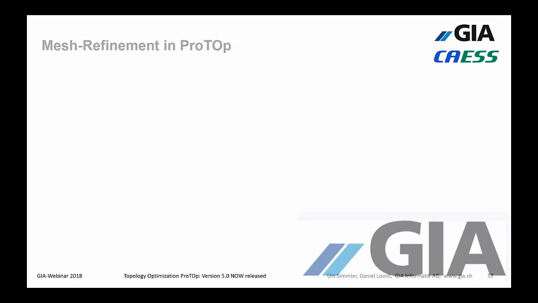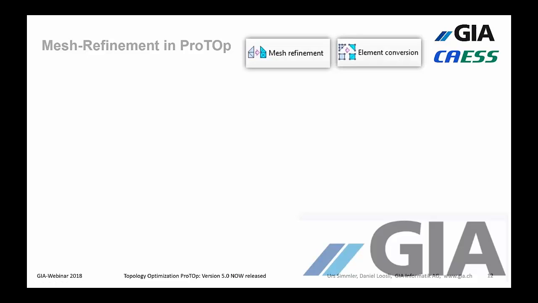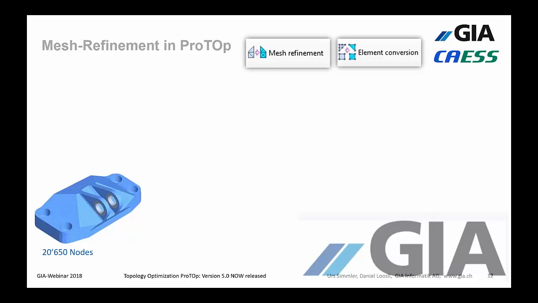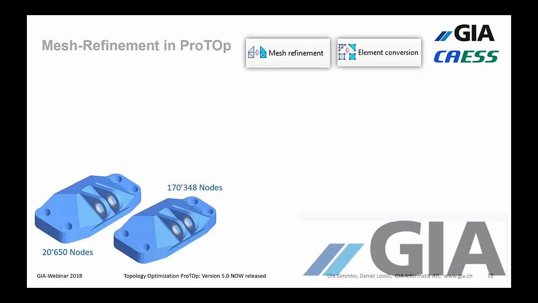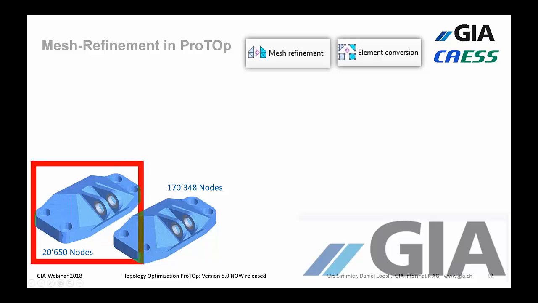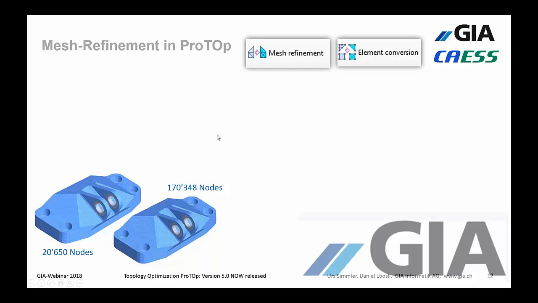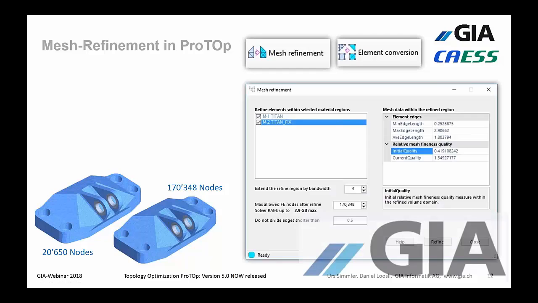One of the most exciting things is now the capability in ProTOp to do mesh refinement. That means at the first step we bring in a mesh from our CAD system or from the FEM system of our CAD solution. It can be quite coarse. Then we do some optimizations, and at a certain state we need a mesh which is more dense.